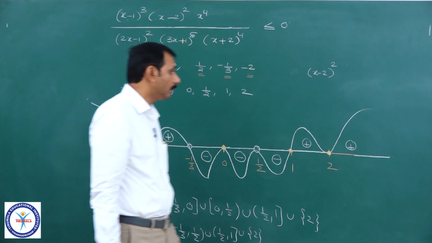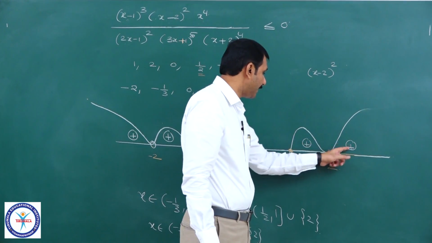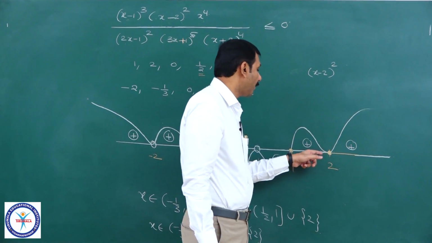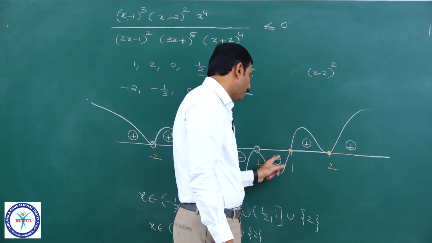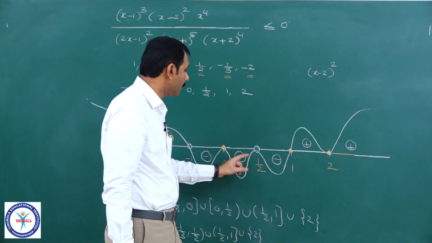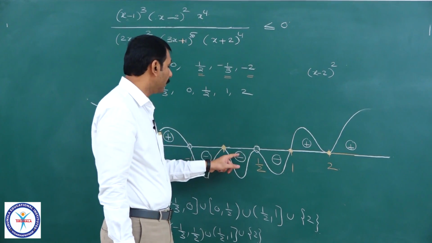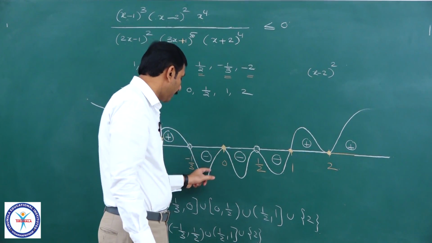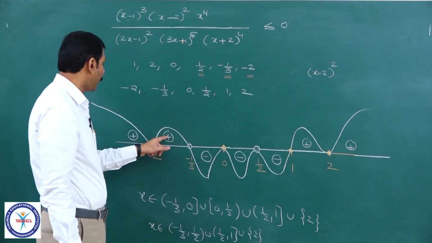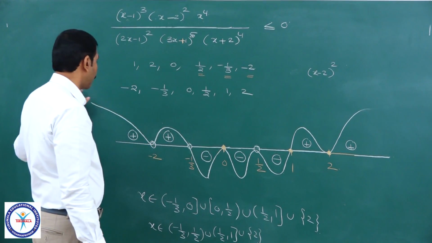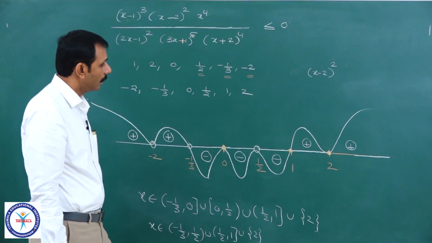Now, draw the wavy curve. Because same plus and plus means it will touch and remain on the same side of the x axis. Because plus to minus means it will cross, minus minus means it will touch and come back, minus and minus means it will touch and remain on the same side of the curve, minus and plus means it will cross, and plus plus means it will touch and remain on the same side.